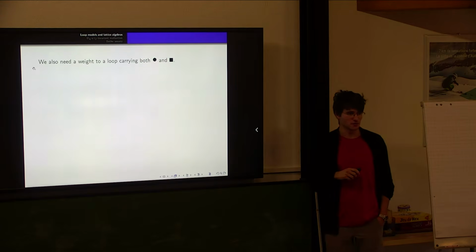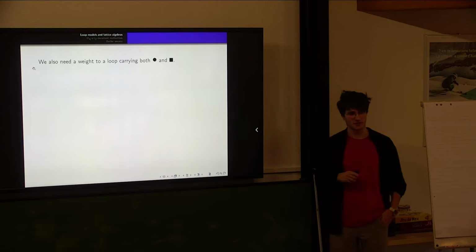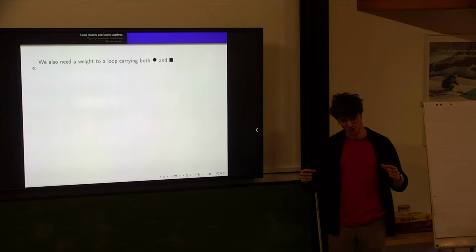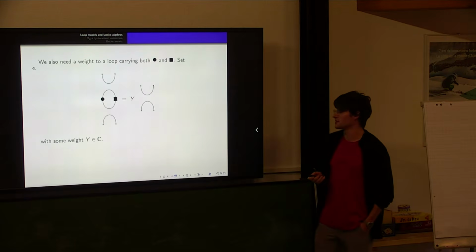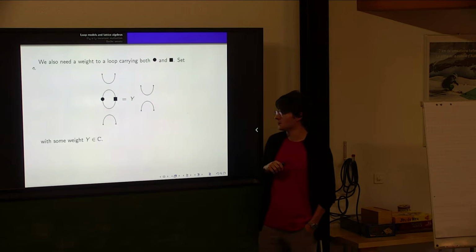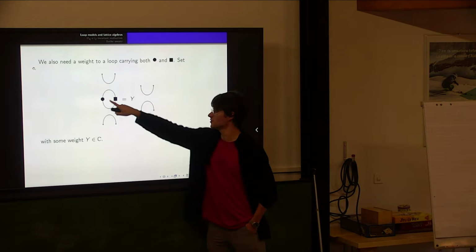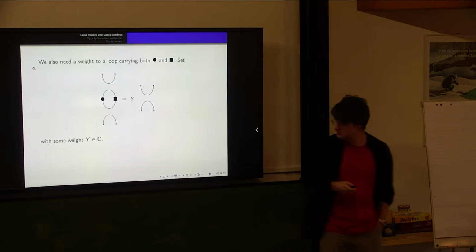But this is not all, because now we also have another object. We can also form a closed loop which carries both blobs. So this one and this one. And that's why we have another statistical weight, capital Y, which is associated to a loop which contains both this blob and this blob. Okay.